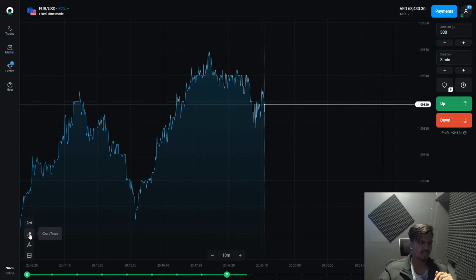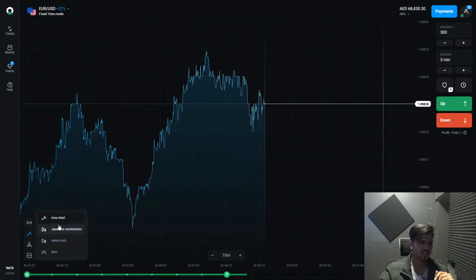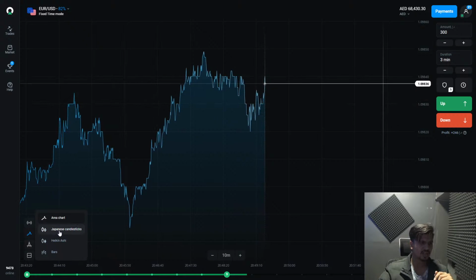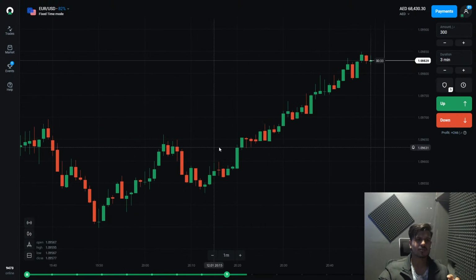After that you have to click on chart type. When you click chart type, you can see four types here: area chart, Japanese candlestick, Heikin-Ashi, and bar. We are using the Japanese candlestick here. Click on the Japanese candlestick. Then these are the formations of the Japanese candlestick, as you can see here.